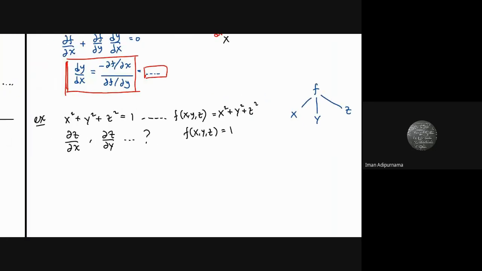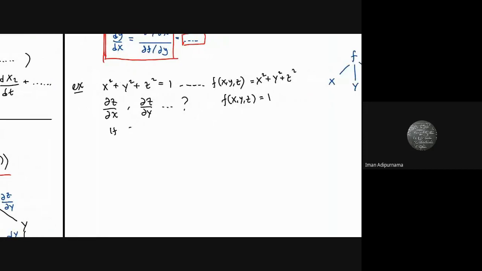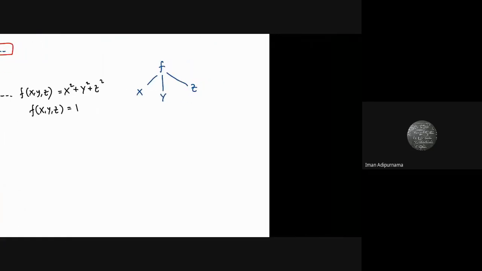Oh, sorry, I forgot to mention that z is a function of x, y. I hope you don't get confused by this f. So z has 2 variables, x, y. So this will be dou f dou x, dou f dou y, and then dou f dou z, dou z dou x, and dou z dou y.